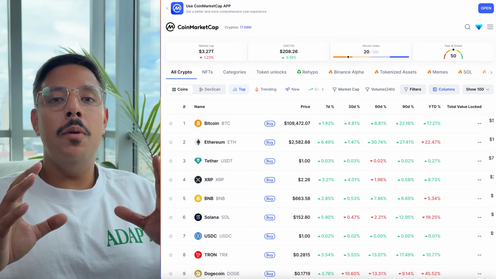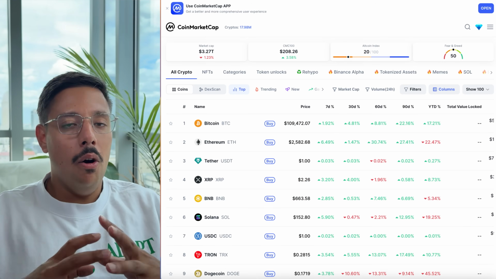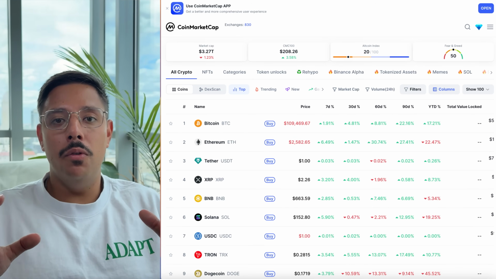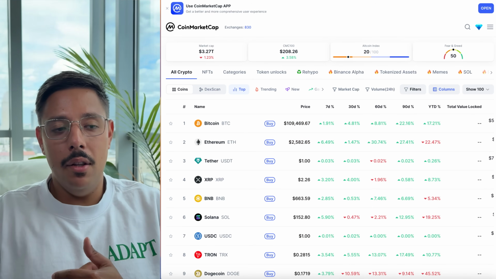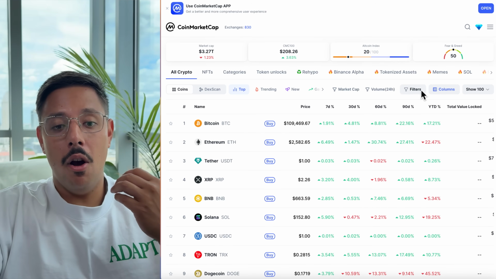All right, let's talk about where CoinMarketCap excels. CoinMarketCap is kind of like the first big website, where all of this happened. It's the longest standing, the gold standard. They were purchased by Binance, and they have really cool filters and column sections.